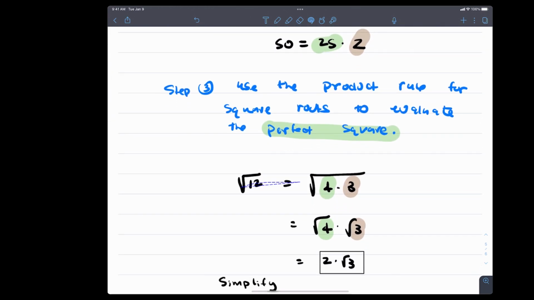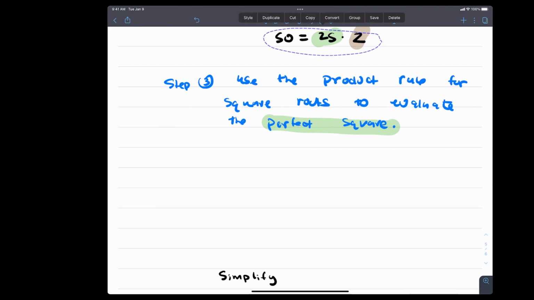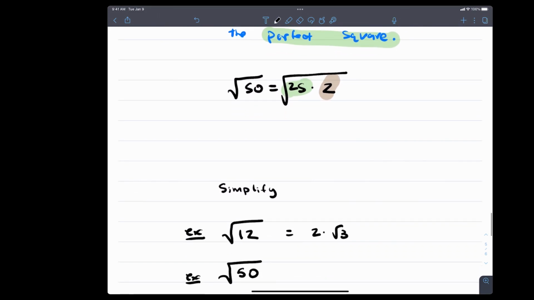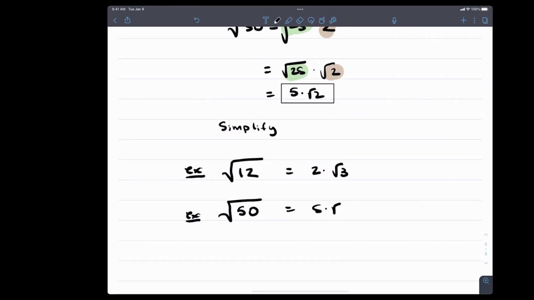And then, what do we put here? You guys know what we're putting? What do we do with this now? Yeah, we're going to check the square roots now. So I'm going to copy that. Square root. Square root. Product rule. What's the square root of 25? 5. So this is 5 times the square root of 2, ladies and gentlemen. There you go. You're done. 5 times the square root of 2.